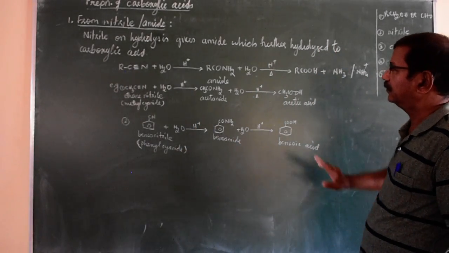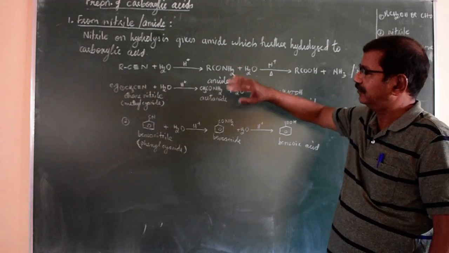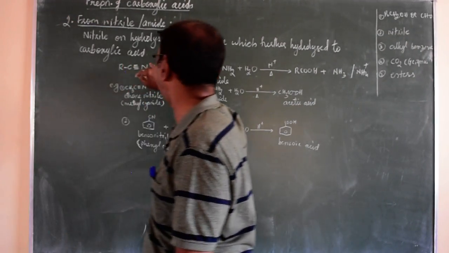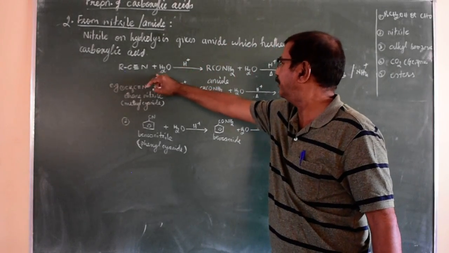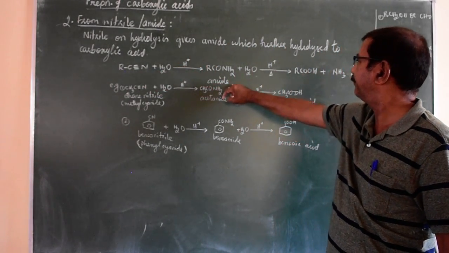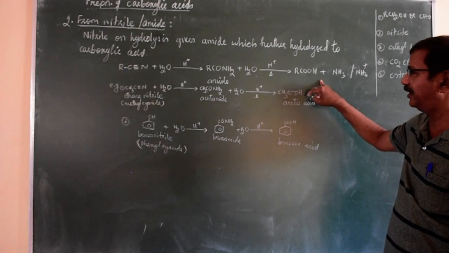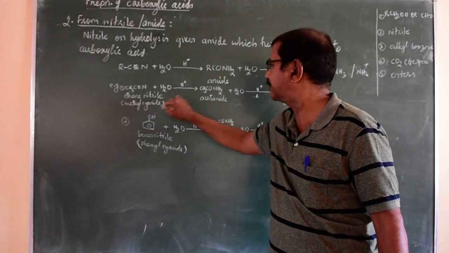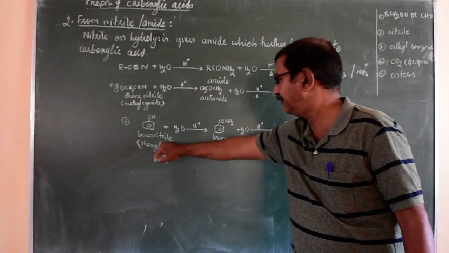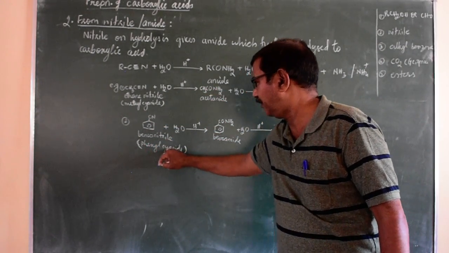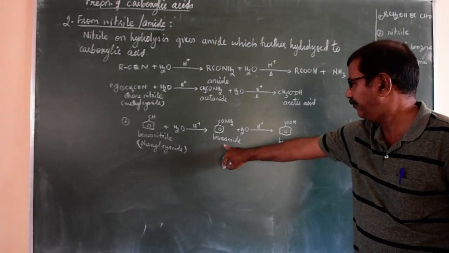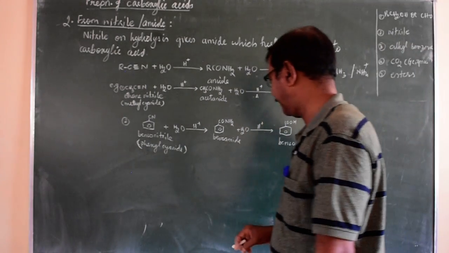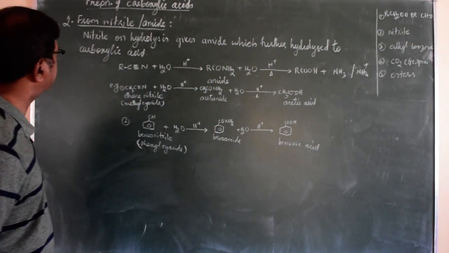So in the preparation of carboxylic acid from nitrile, it involves two steps. Nitrile is converted into amide, then amide into carboxylic acid. Examples are ethane nitrile or methyl cyanide, where the amide is acetamide. And benzonitrile or phenyl cyanide, where the amide is benzamide, which on hydrolysis gives benzoic acid.